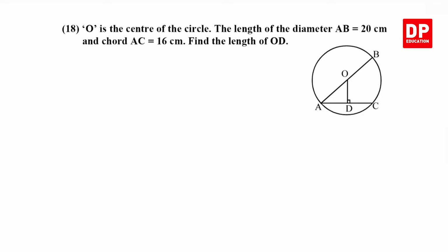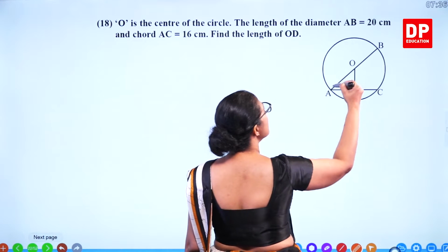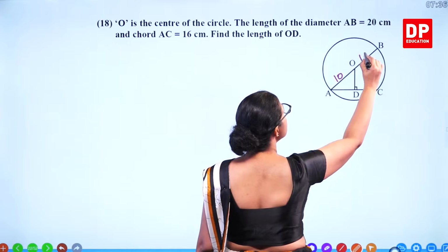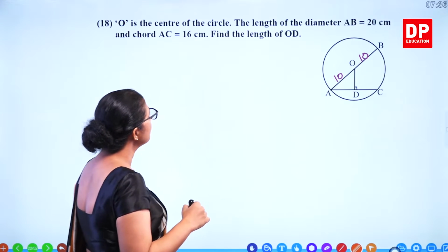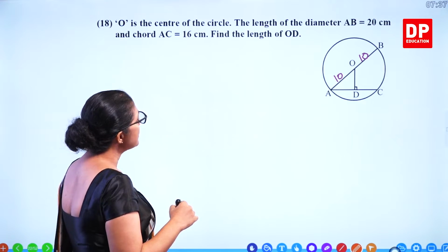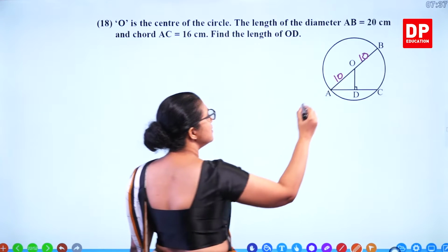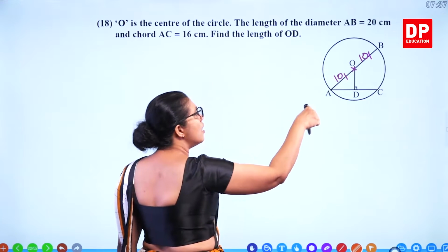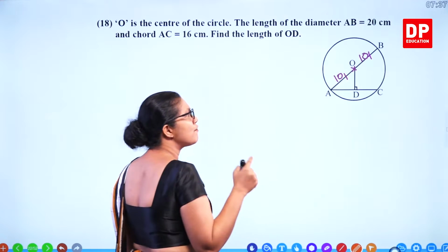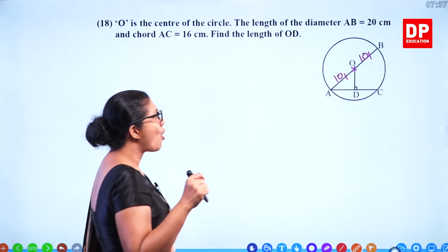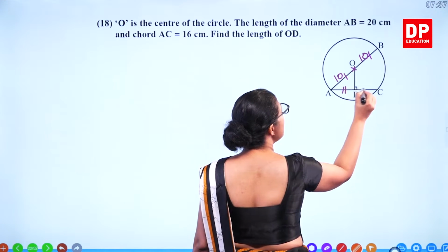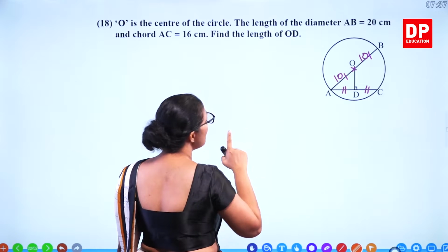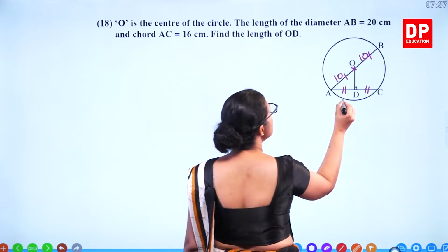Question number 18. O is the center of the circle. The length of the diameter is AB. So that means this length is 10, this length is 10 radii. And chord AC. What can you say about this one? When you draw a perpendicular line from the center to a chord, this is equally divided. If AC is 16, this becomes 8.